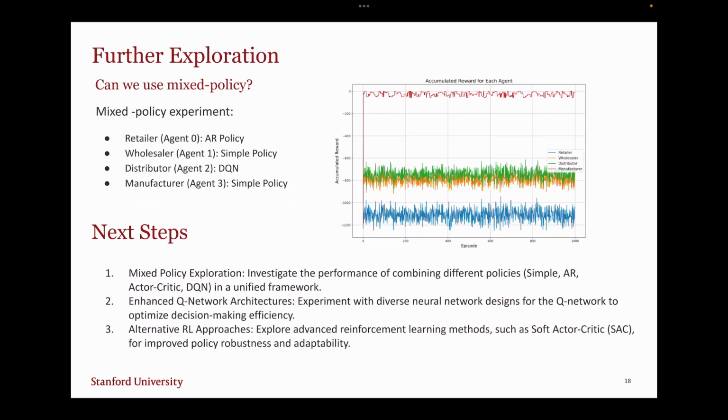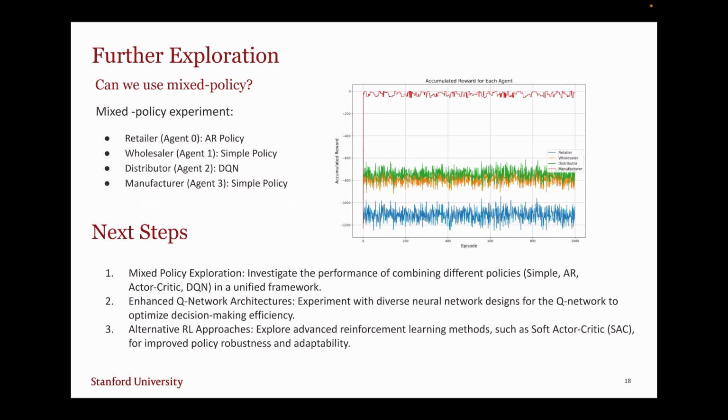To improve the performance of this system, notice that the bottleneck might be the distributor. We tried a mixed approach which combines the AR policy, simple policy, and also DQN for different agents. To be more detailed, the retailer uses the AR policy, the wholesaler and manufacturer use the simple policy, and the distributor uses DQN. We found that this mixed policy approach actually outperforms all the others, which gives us a hint that maybe our next step could be trying different mixed methods and seeing which one performs better.